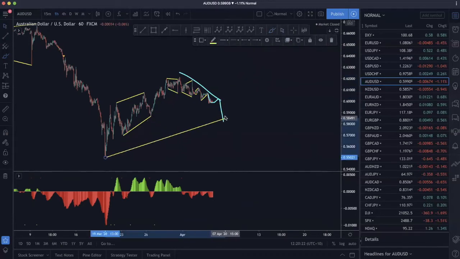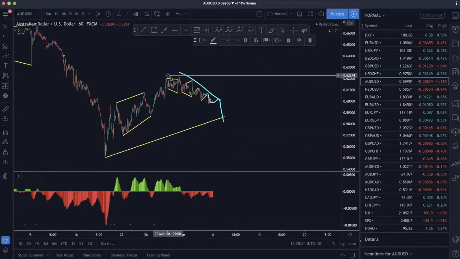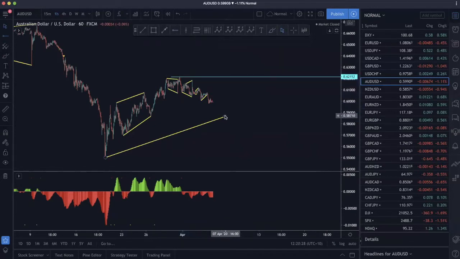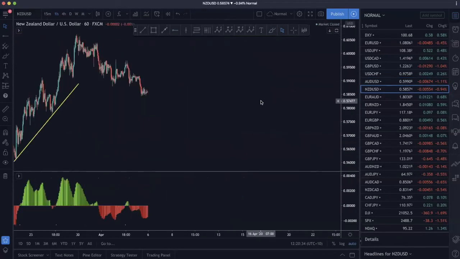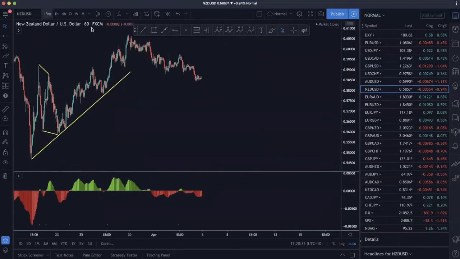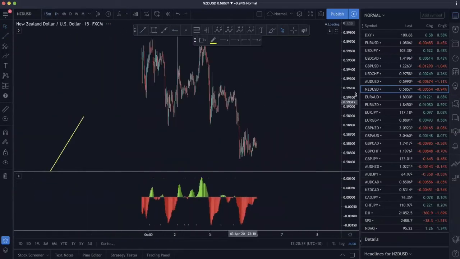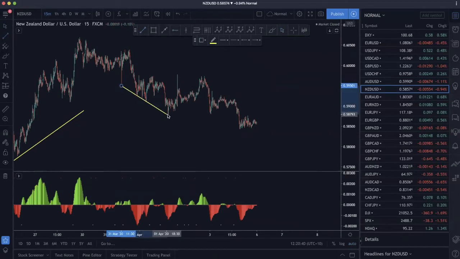Maybe doing something, maybe something like this. I'm not sure. See how that goes. New Zealand, very similar to Aussie, the way it's playing out. Let's see if I can label what's happening internally. Maybe even here.